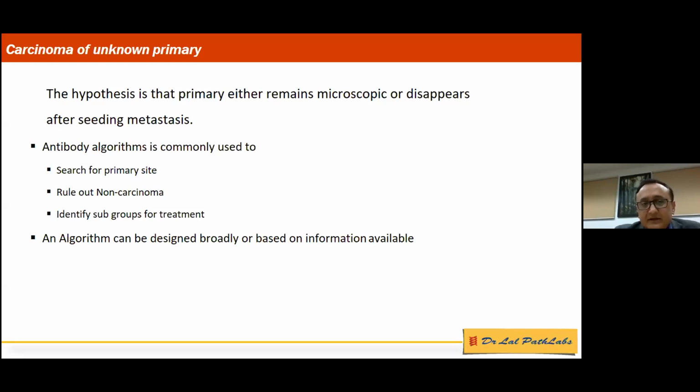Now, these algorithms can be designed broadly based on the clinical information which is available to us, the radiological findings, clinical findings, and also after we see the routine HE slide of a case, we would make some interpretation or have some idea in our mind of what the primary site could be. So based on that information plus the clinical information, we make these algorithms. There are commonly available algorithms in textbooks and articles, but usually these are tailored on a case-to-case basis. So we'll discuss it further a little later.